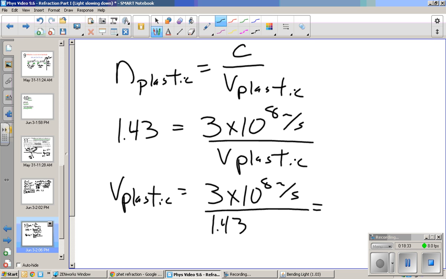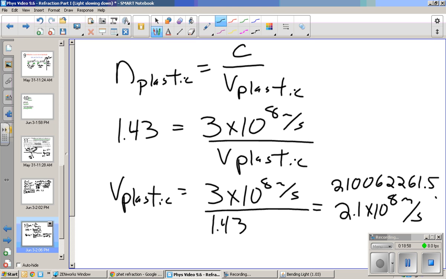And weirdly, this gives you, actually, there's nothing weird about the answer. Sorry, I was thinking it gave us something else. In your calculator, it's going to give you 210062261.5 or something like that. But if you convert that into scientific notation, it gives you 2.1 times 10 to the 8th meters per second, which is the speed of light in the plastic. If you need help converting to scientific notation, let me know.